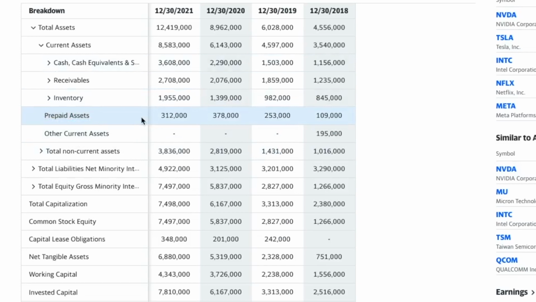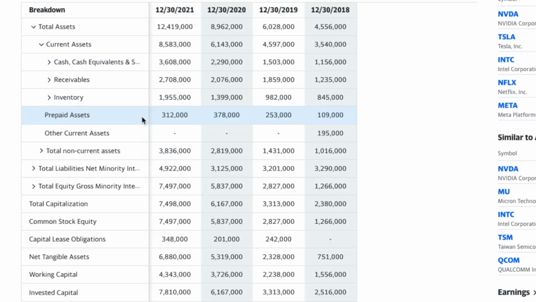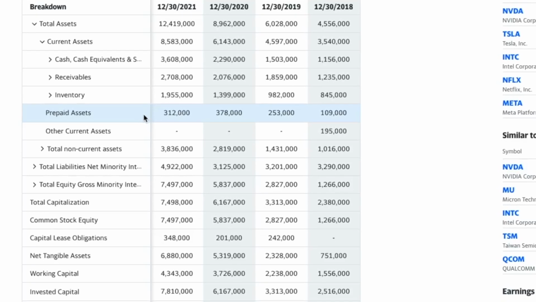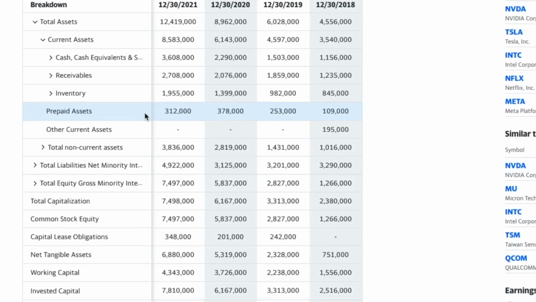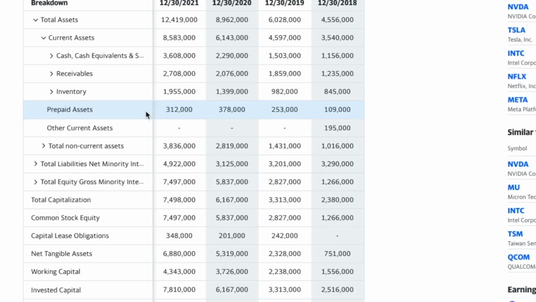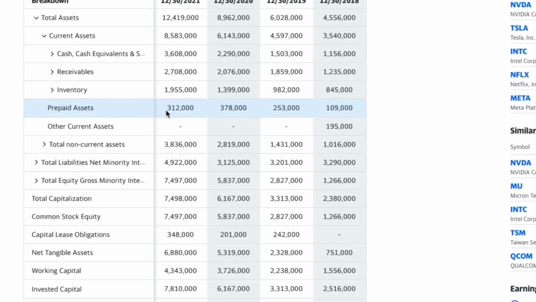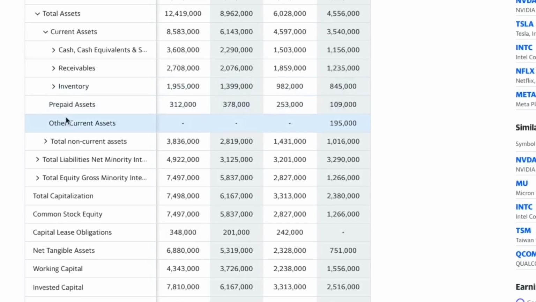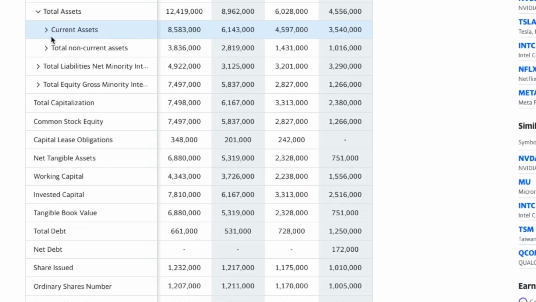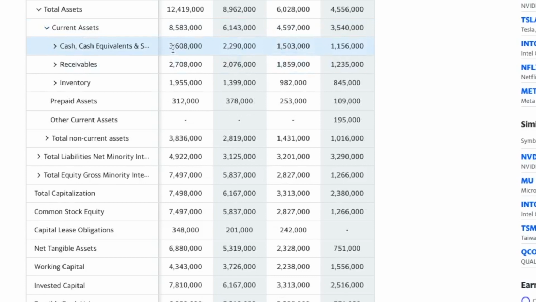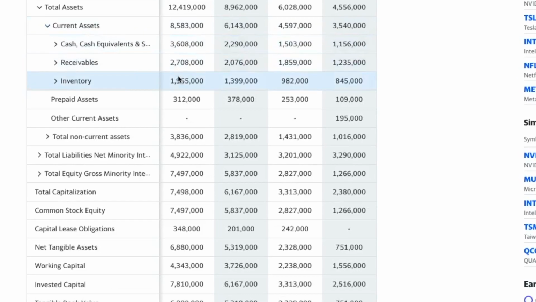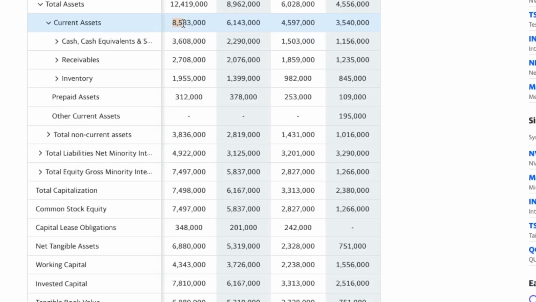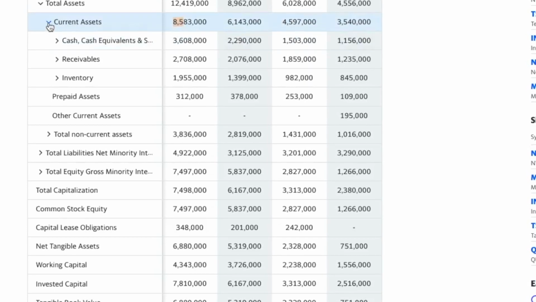Prepaid asset is anything that the company has already paid for. For example, if you have to pay the installment of a car for, let's say, the next 12 months, but you already paid although it's not due. Similarly, AMD has already paid 312 million in its prepaid asset. So if you add everything into the current asset, 3.6 billion, 2.7 receivable, inventory and prepaid asset, this ends up in current assets of $8.5 billion.